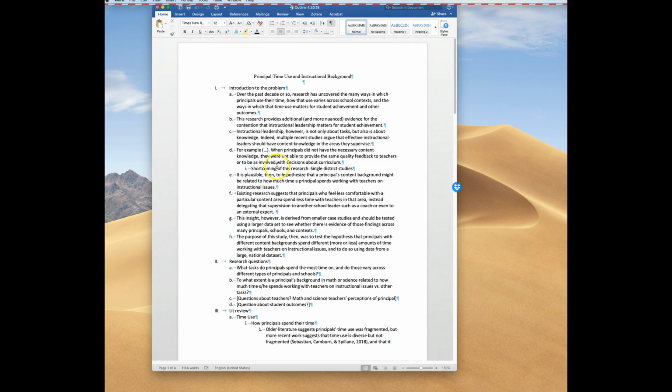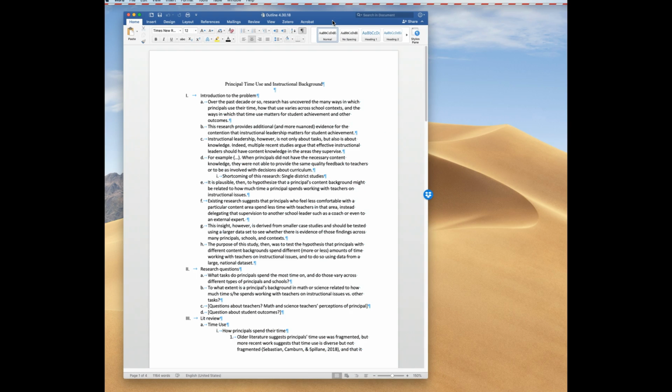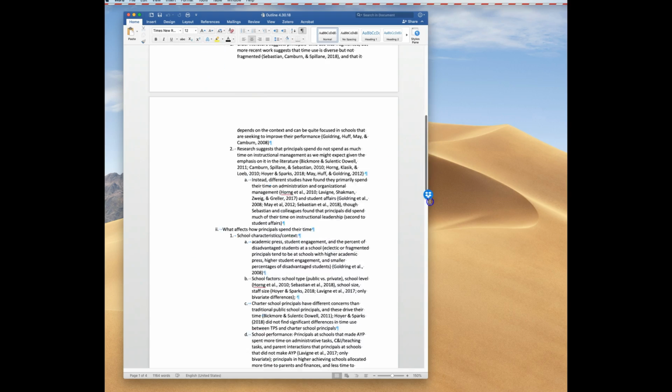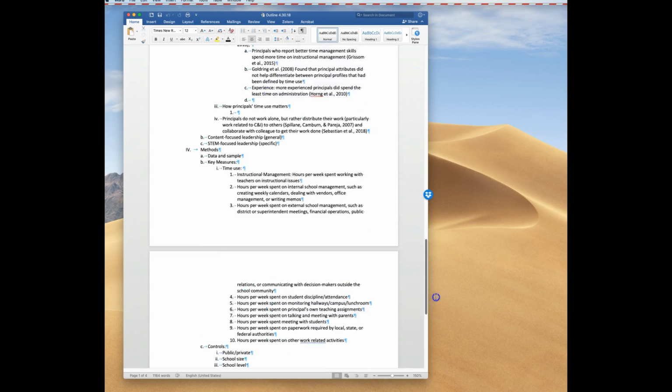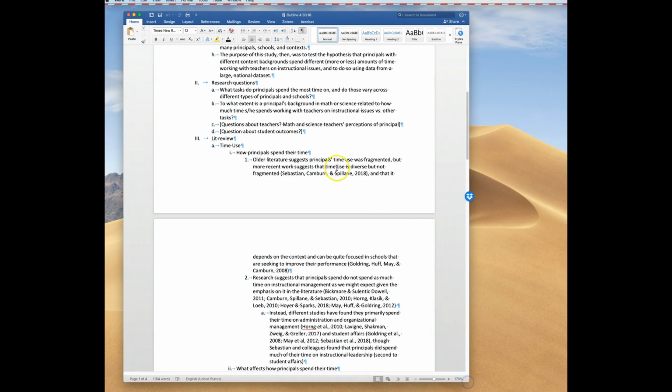The other outline I wanted to show you, for this project I actually never built a spreadsheet, and the reason I didn't is because there just wasn't a lot of research to work with. So instead I started right in with this outline. And so the outline is really the outline of the whole paper, but as you can see, I mostly focused on the lit review.